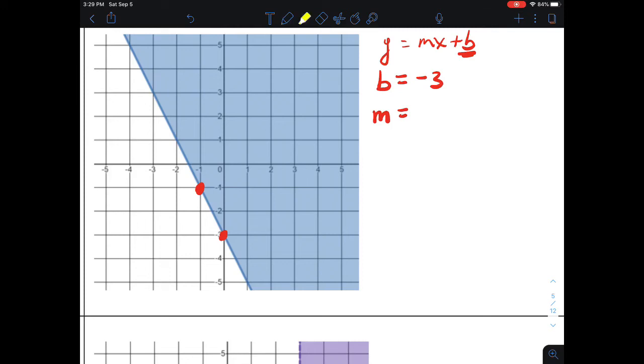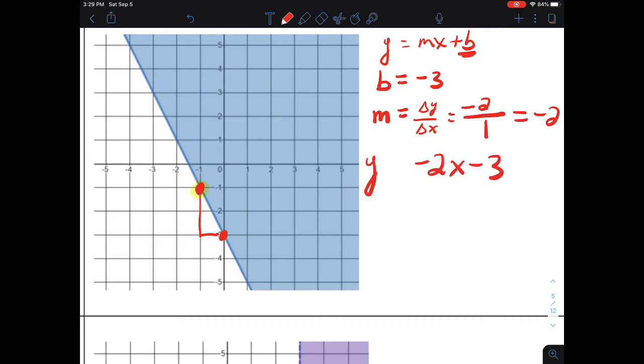To find our slope, start with the point on the left. Figure out how to get back to the point on the right. Now the slope is always the change in your y on top and the change of the x on the bottom. So I go down 2, so -2 because it's down, over right 1. Right 1 means +1 on the bottom. So the slope of this line is -2. So to write our inequality, we have y and then some sign. We'll talk about that in just a second. We have -2x minus 3.